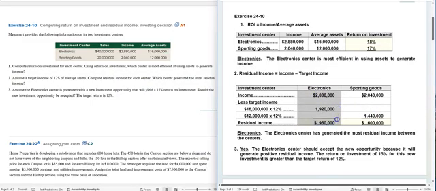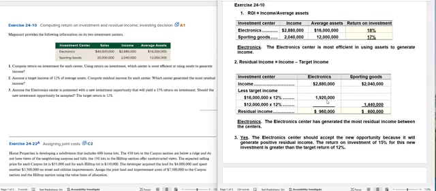The difference between the electronics actual income and its target income is 960. And sporting goods, actual income 2,040,000, target income 1,440,000, residual income of 600,000. So it looks like the electronics have better residual income as well as a better return on investment. So I would say the electronics manager is working a little bit better at controlling investments and their usage of their investments in generating income for the centers.